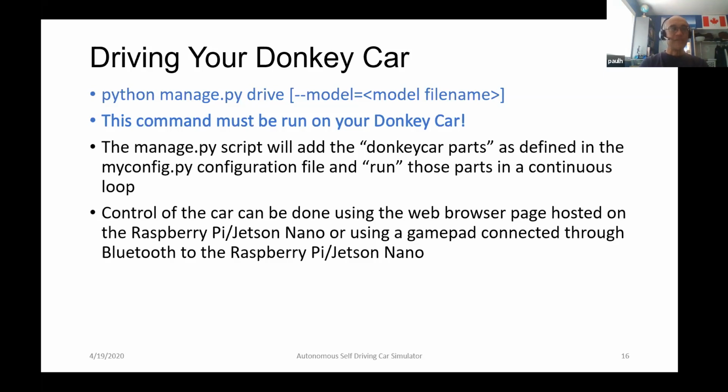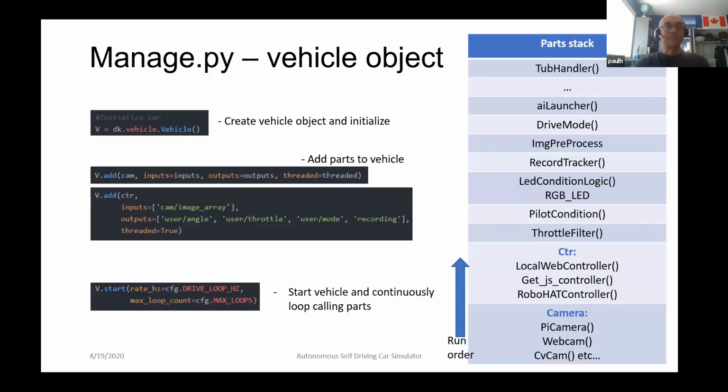And I find this is also a confusing part for beginners with regards to the control, so I've tried to highlight that. There's different ways to control the car. There's a web browser and there's also the gamepad. And whether you're using the gamepad through the web browser or you're using the gamepad connected directly to your Raspberry Pi or Nano, they're really different. They're going through different driver paths, so debugging them is different as well.